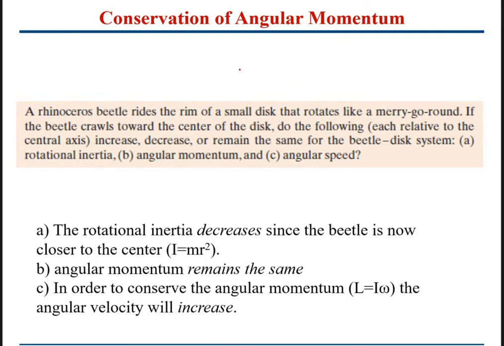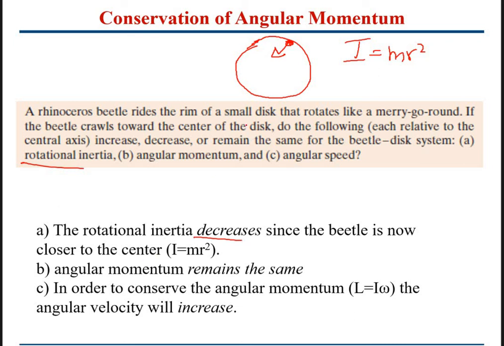When the beetle moves towards the center, obviously r is decreasing. I is m r squared for the beetle. I'm just writing it for the beetle. The total moment of inertia is the disk plus the beetle. Nothing is happening to the disk, but the beetle is moving towards the center. So the rotational inertia is going to decrease because r is decreasing.